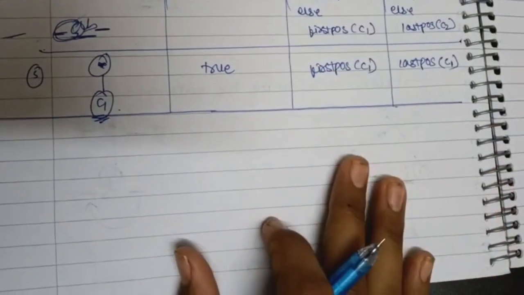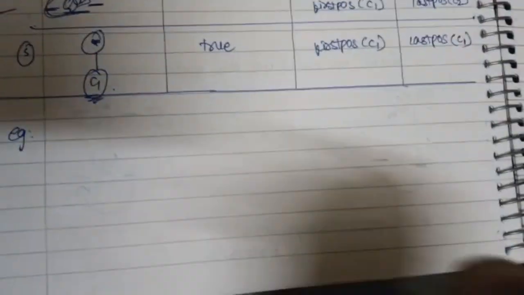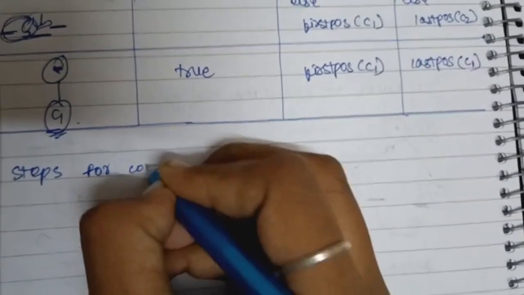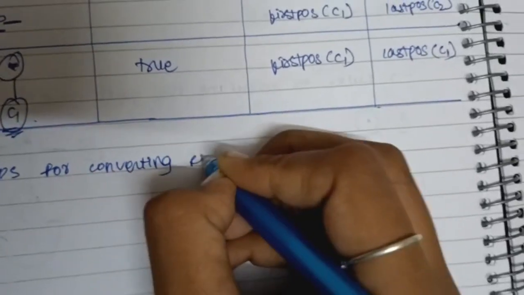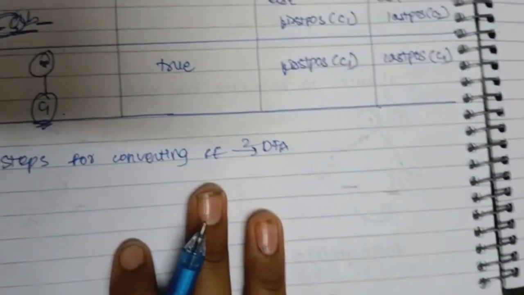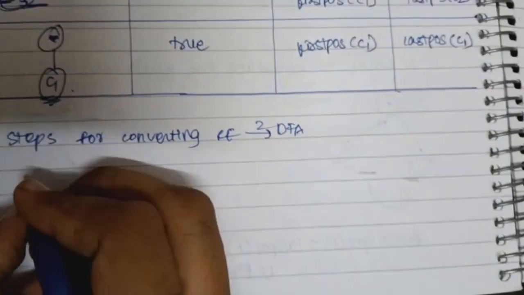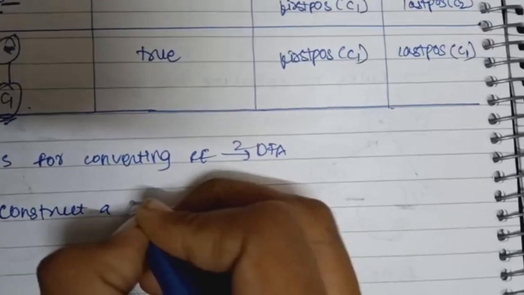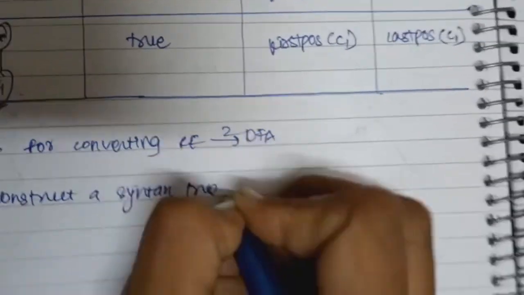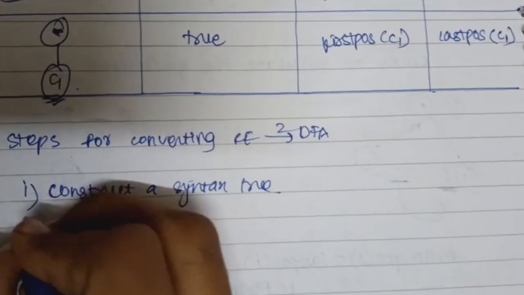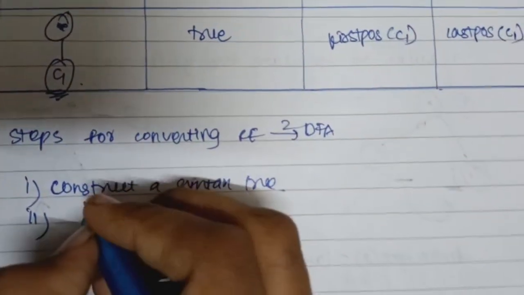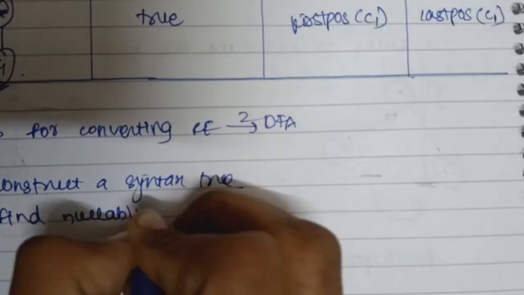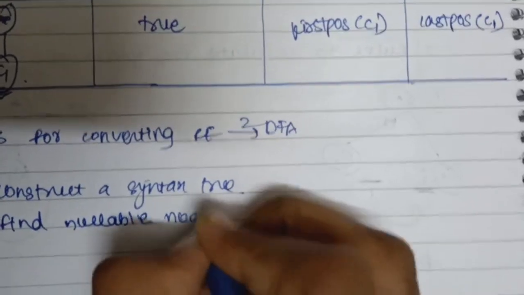After understanding this, let's start with an example, or you can say a conversion. First, I'll explain the steps for converting a regular expression to DFA. See how the regular expression is converted to DFA. The first step is we need to construct a syntax tree, which is an essential step. In the second step, you need to find nullable nodes. Just check what nullable nodes are present in the syntax tree.